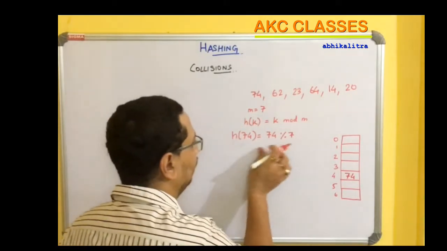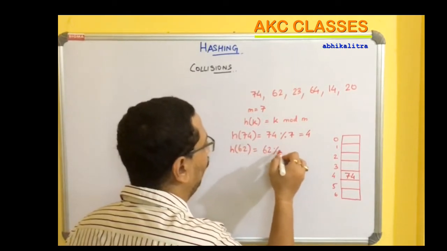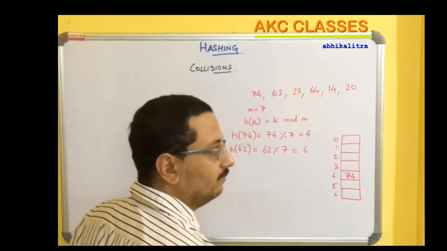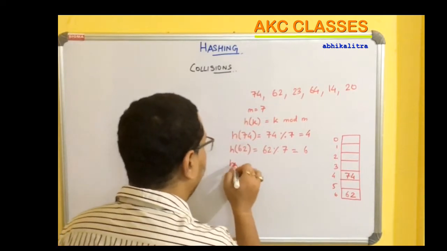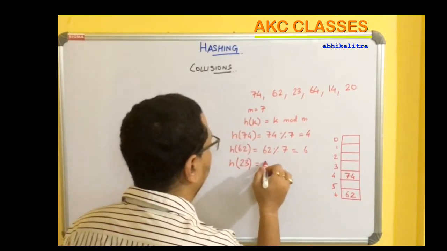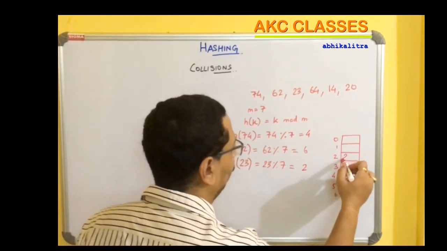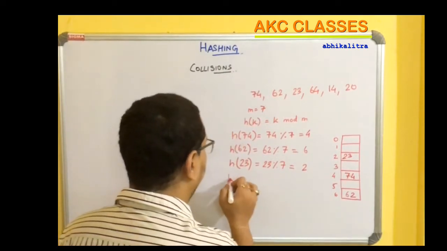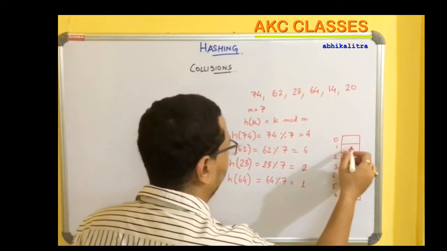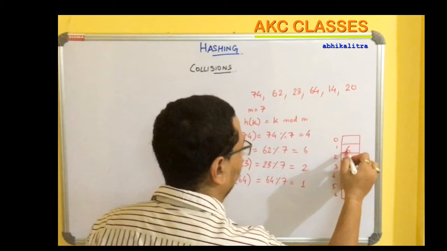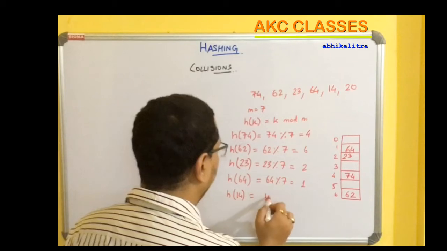Next, we take h of 62, 62 mod 7. It will give a value of 6. So 62 will be placed over here. Next, we take h of 23. So 23 mod 7 will give you a value of 2. Next, we take the value of 64, which gives 1. Next, we take the value of 14.